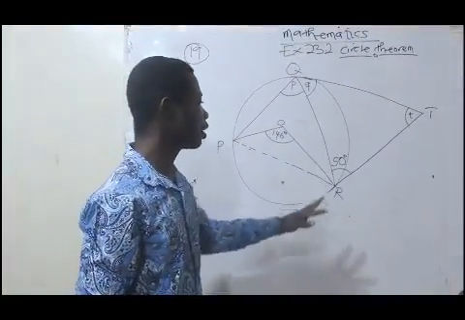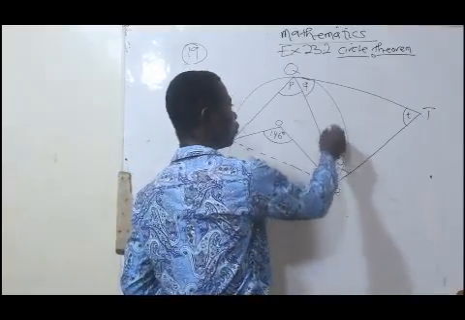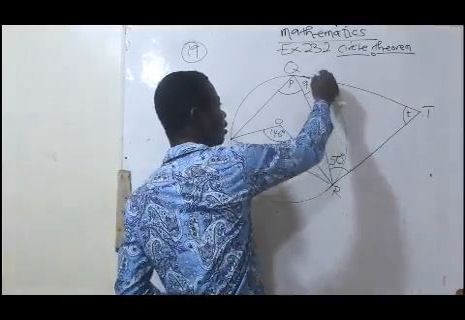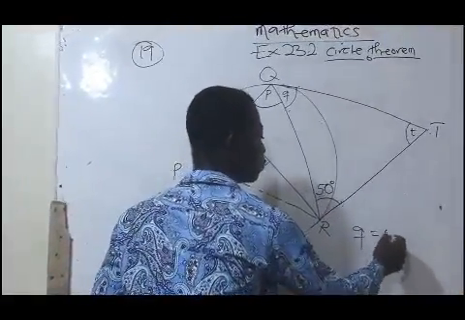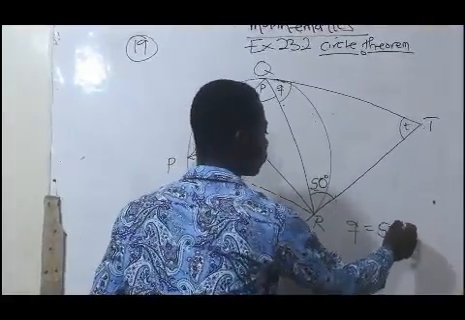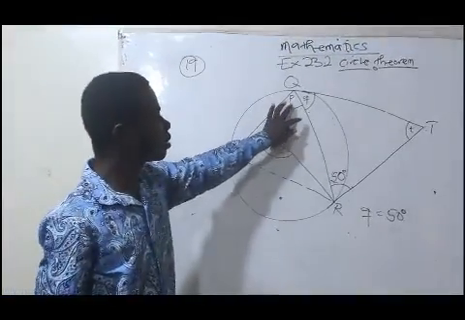Since it is an isosceles triangle, then we can say that two of its base angles are equal. Therefore, this angle is going to be equal to this angle. Therefore, Q is equal to 50 degrees. Okay. Now, how can we get P?